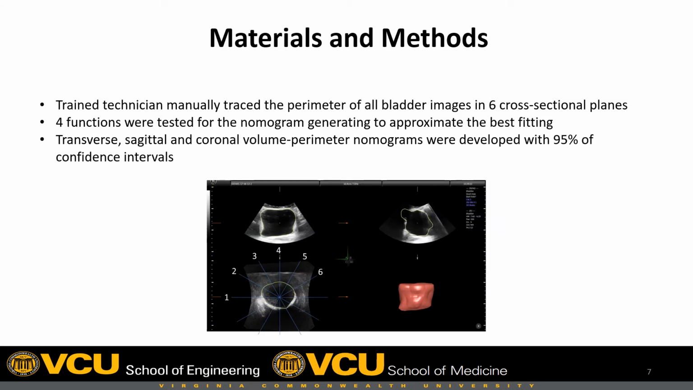A trained technician manually traced the parameter of all bladder images in 6 cross-sectional planes. And 4 different functions were tested for the nomogram generating to approximate the best fitting. We developed 3 nomograms, which are transverse, sagittal, and coronal, with 95% confidence intervals.